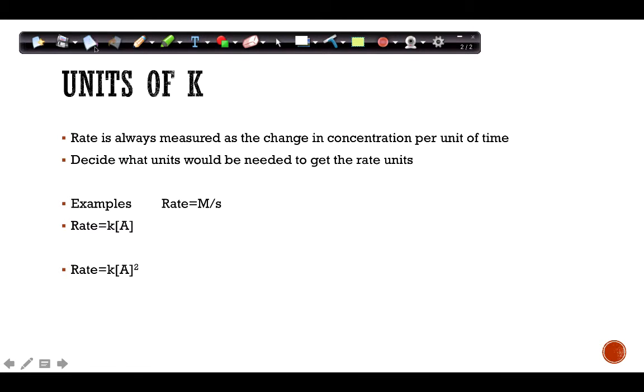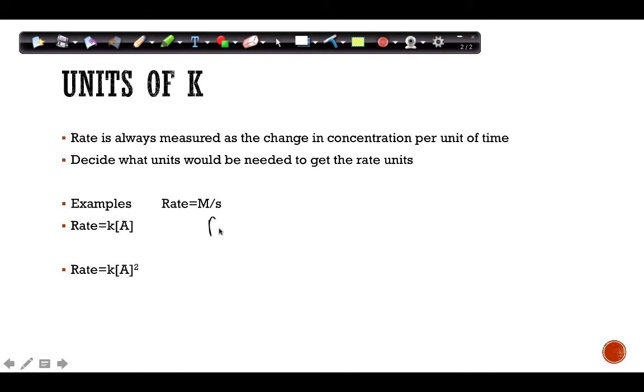Okay, so now K is special. It has units that vary. So sometimes they might ask you, what are the units of K? What you have to do is decide what units you need to get the units in the rate. The rate will always be measured in molarity or some sort of concentration over time. So it's some amount over a time unit. In this case, rate is molarity per second. So we need to figure out what the units of K are in order to get that.